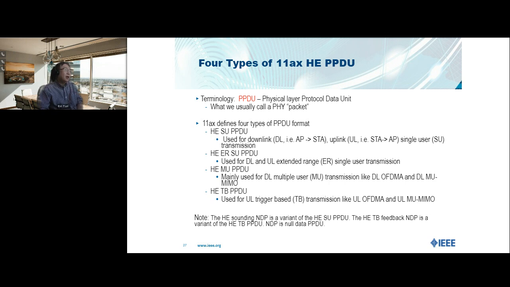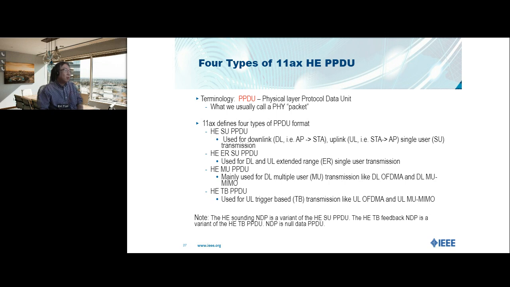The third one is HE MU PPDU. MU here stands for multiple users. It's mainly used for downlink MU transmission, for downlink OFDMA and downlink MU-MIMO transmission. Using it to transmit to a single user is still fine, but there is more overhead in the signaling part, which we'll talk about in the future. But the main usage is for these MU multiplexing schemes, OFDMA and MU-MIMO.